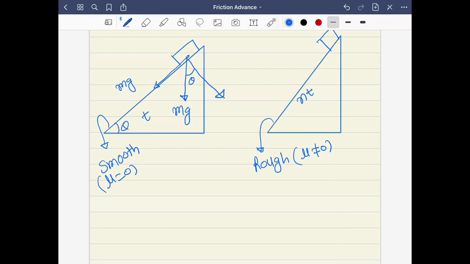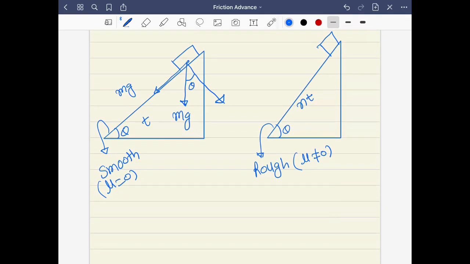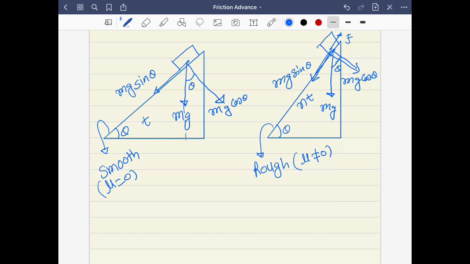So this is theta, this is theta, this is theta, the inclination given. This component of mg is mg sine theta, and this component is mg cos theta. Why this theta? Because this is 90, this is 90 minus theta, so this is theta. Likewise over here, this is mg, with components mg sine theta and mg cos theta, this is theta, and the frictional force is acting, obviously.